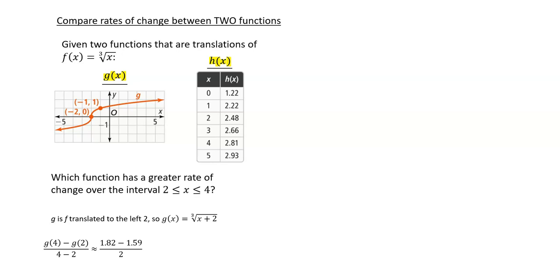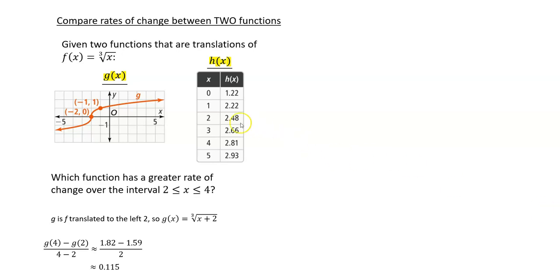So for g of 4, plugging in a 4, and then g of 2, plugging in a 2, we get the two values 1.82 and 1.59. Again, our rate of change is the change in y over the change in x. That gives us a value approximately equal to 0.115.